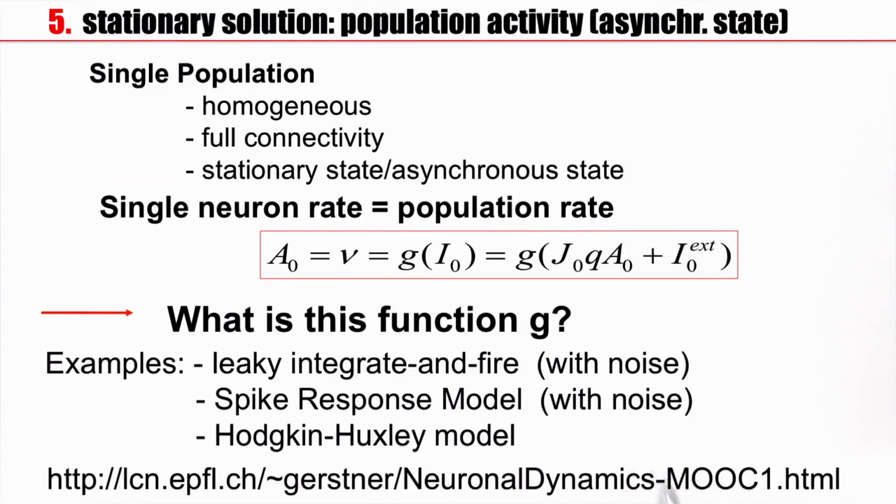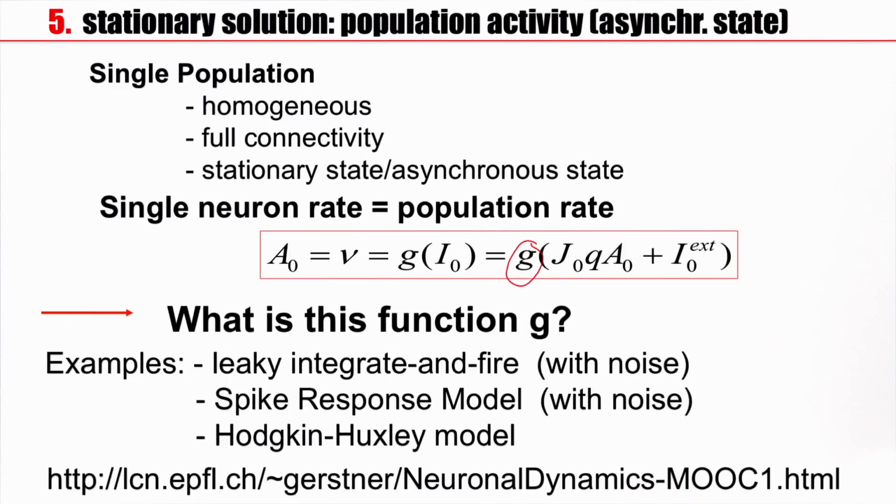Now, an important role is played by this function g. But what is this function g? Well, you can calculate it, for example, for a leaky integrate-and-fire neuron with or without noise. For a spike response model, another form of integrate-and-fire model, you can calculate it. For the Hodgkin-Huxley model, you can simulate it. Most importantly, for real neurons, experimental neurons, you can also measure this gain function.